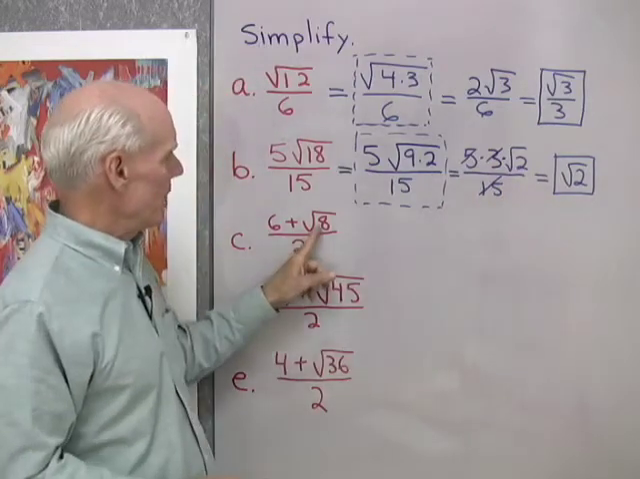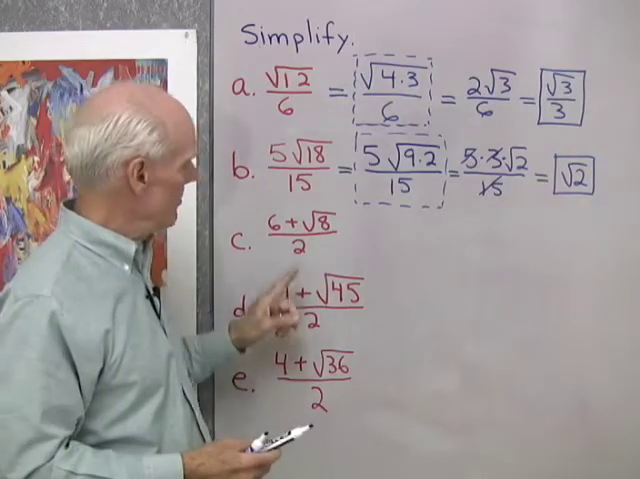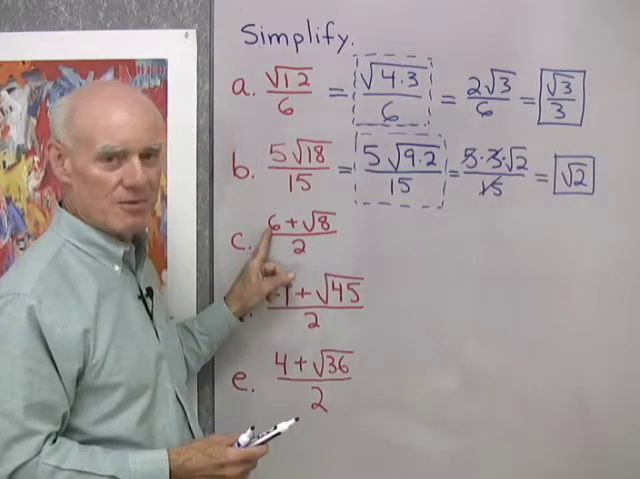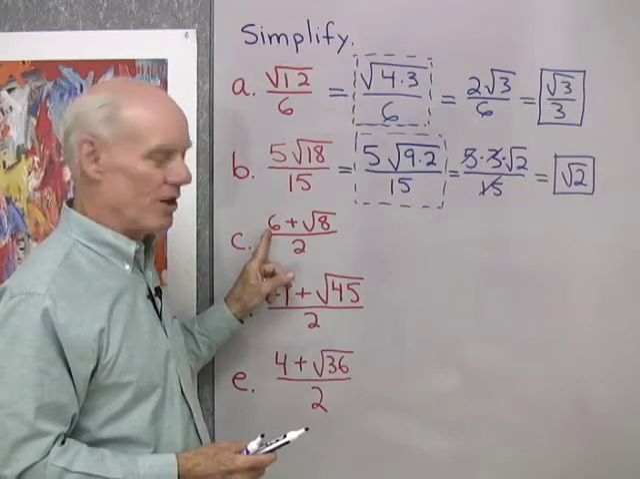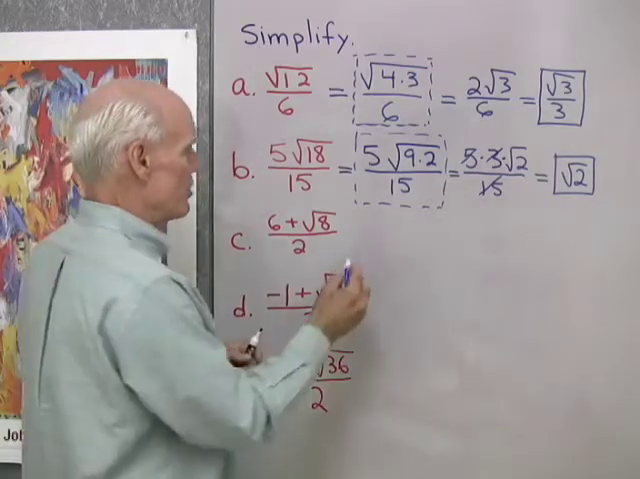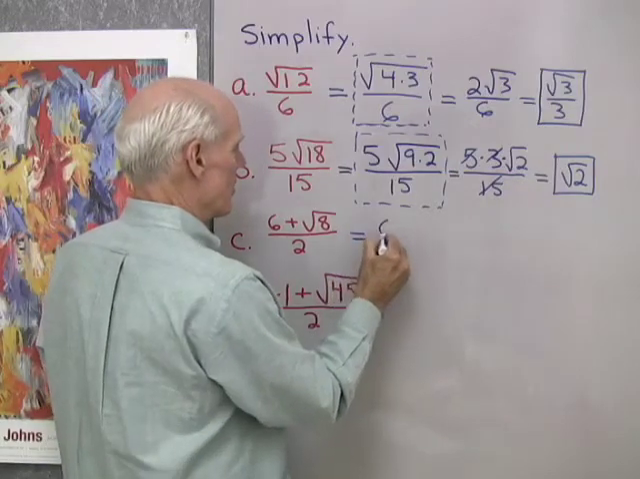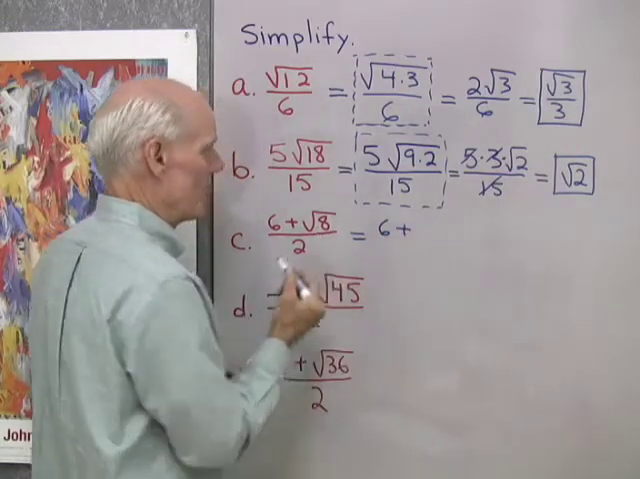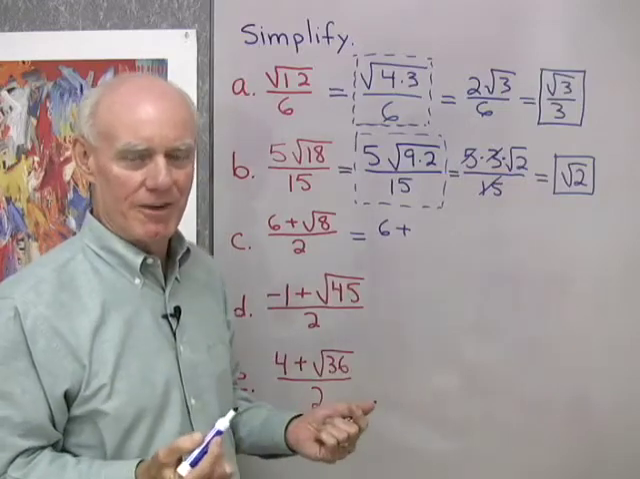But here's where you reduce to lowest terms in that last step. How about 6 plus square root 8 over 2? It'd be a mistake to divide 2 into 6 right here because I can only divide out common factors, and 6 is not a factor of the numerator. So in order to do this problem, I'm going to start with the same first step. I'm going to write square root 8 in simplified form.